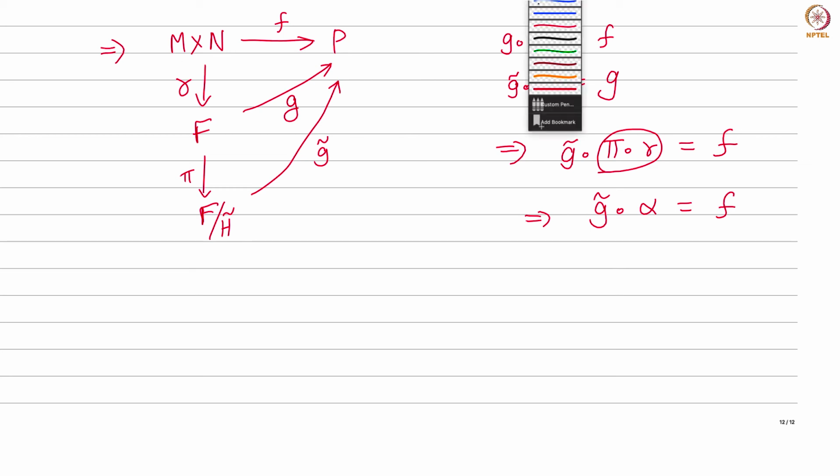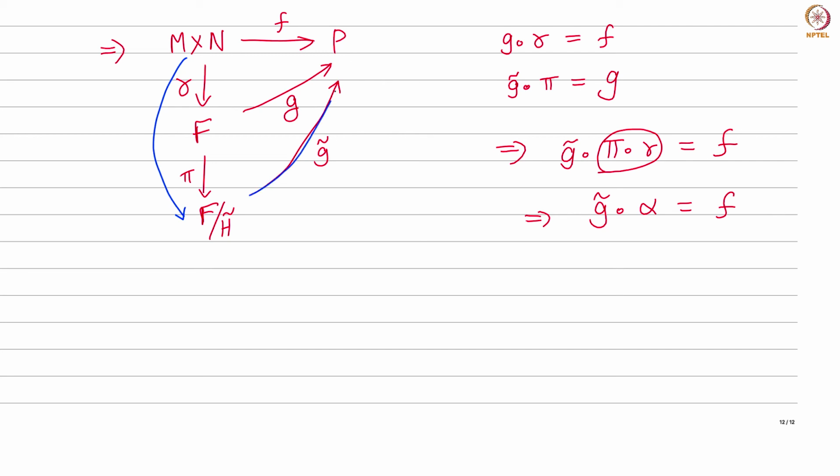So G tilde alpha, this map here is alpha. So we need to show that you can find a map, like we did earlier.